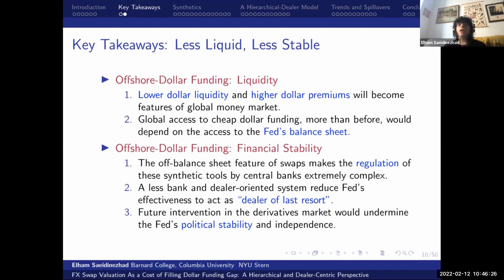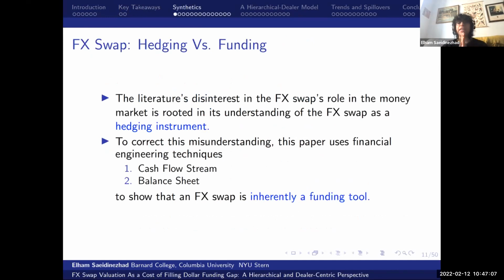At the same time, if funding is really happening through the derivatives market, then the question is, do we really accept the Fed becoming the dealer of last resort in the international FX swap market, or is it a bridge too far? And then the third implication would definitely be the political stability of the Fed. Again, the combination of funding through derivatives and the Fed's support of such funding is going to create important challenges for the Fed.